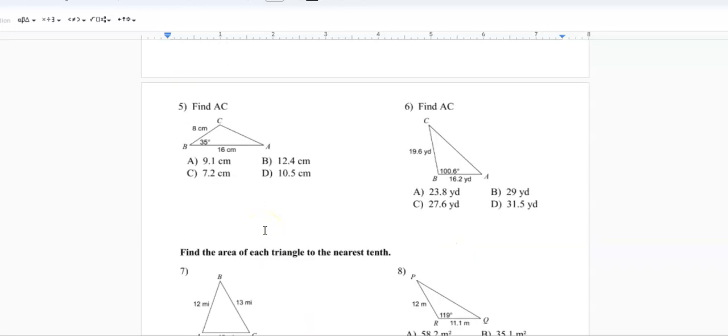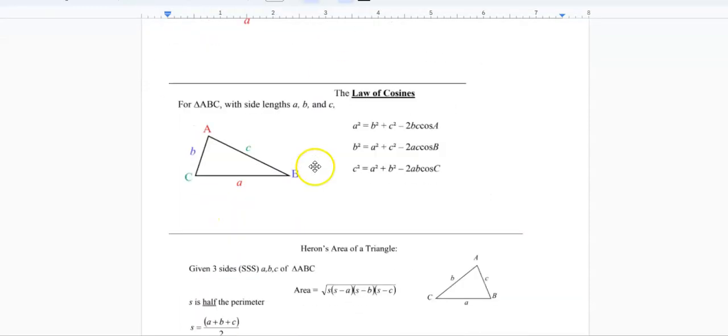Okay, so now let's talk about 5 and 6. 5 and 6 are both about the law of cosines. Whatever you're solving for is either a squared, b squared, or c squared. It's not always a, b, c, but that's what we're solving for. We're given lowercase a and c, which is opposite of angle C, and an angle B. You plug that in with this.